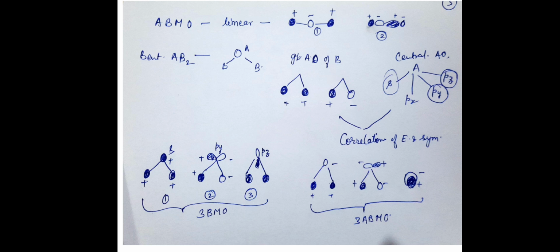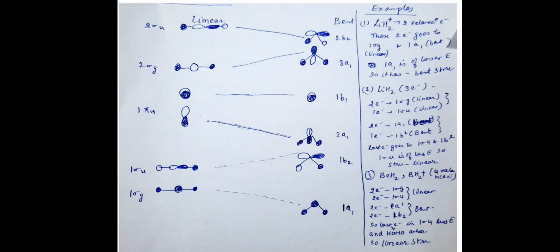Now we collect all the orbitals, one side linear and one side bent, and draw the correlation table. This is the final table given by Walsh. On the left side we see the linear, on the right side we see the atomic orbitals of the molecular orbitals of the bent shape. Now on the left side, these are 2 sigma u, 2 sigma g, 2 pi u, 2 sigma g, 1 sigma u and 1 sigma g. These are given by group theory and symmetry elements.